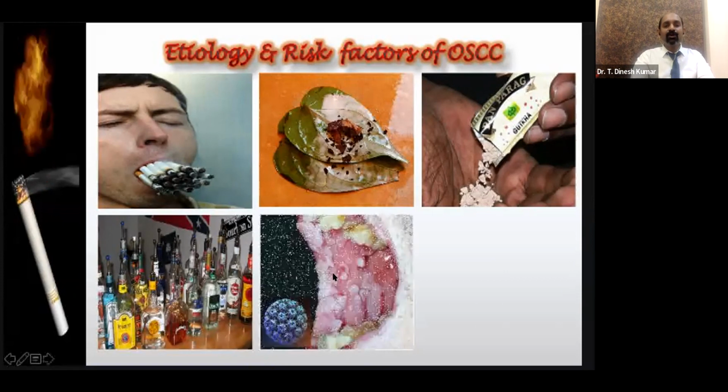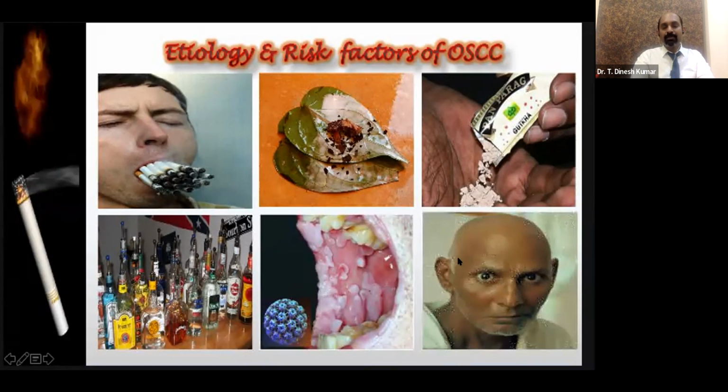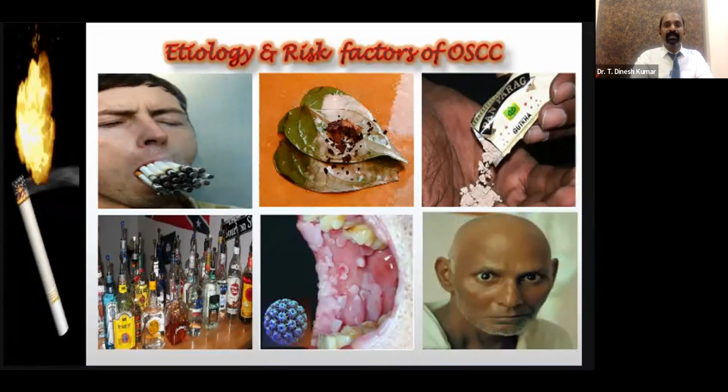And there is a new avenue which is called HPV. HPVs are also playing a very important role in the etiology of oral cancers as of now. But HPVs mainly cause cancers of the oropharyngeal region, and the tonsils as well. So that is an important one. And immunosuppression is another important factor which may predispose a patient to oral squamous cell carcinomas.